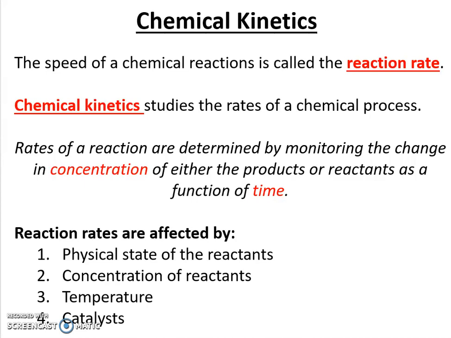Reaction rates can be affected by a number of different things, four in particular. One is the physical state of the reactants. Gases mix a lot easier than two liquids or two solids, so the physical state of the reactants can help determine the reaction rates. The concentration of reactants: the higher the concentration, the more likely that these reactants can bump into one another, causing a reaction to take place. And so the rate of that reaction is going to speed up with the higher concentration of reactants present. Third is temperature. As we increase the temperature, the molecules move more rapidly, which means they bump into one another more often, and we get more reactions taking place. And fourth is catalyst, which we'll talk about later in this chapter.